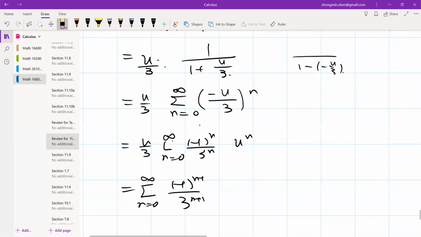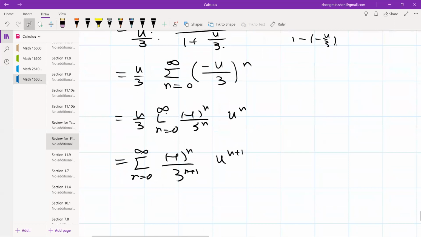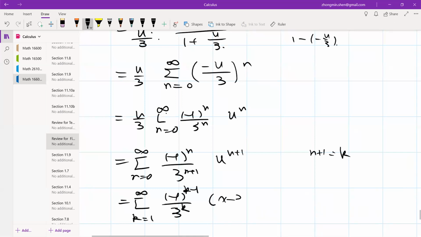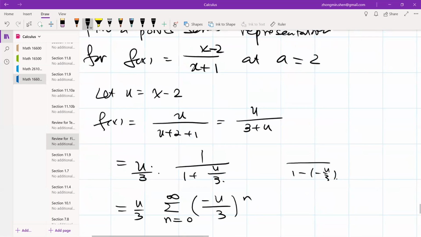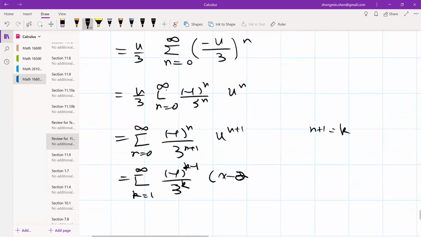That's just u to the n, and here it's u to the n plus 1. You can label them: n plus 1 can be k, where k starts from 1. So it's negative 1 to the k minus 1, over 3 to the power k, and u is going to be x minus 2. I forgot, yeah, minus 2. That's it. So this is a power series. The first term is 0.